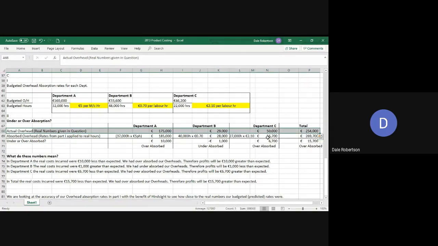And you're told that the actual overheads, the real numbers given in the question, are 175,000, 29,000, 50,000, and 254,000. Now, that 254 is a combination of these three added together. Now, the absorbed overheads. How accurate were these three numbers? Well, we're going to apply them to the real hours that happened and see how close or how far away we were. So the real hours are 37,000 machine hours, by the way, because of course this is a machine hour rate. So therefore 37,000 by 5 is actually 185,000.